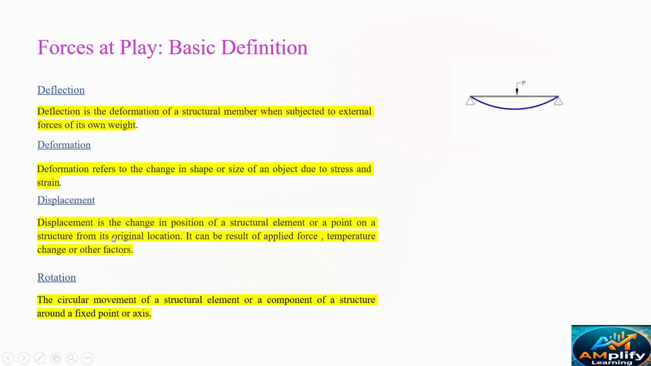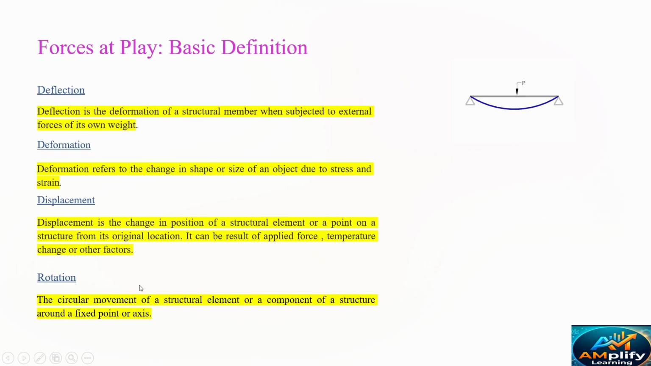Okay. What is next? Next is displacement. What is displacement? Displacement is the changing position of a structural element or a point from its original location to any other location. If the location changes from the original position to any other location, that is called displacement. Due to the applied load, any external load, or any temperature change, the structure will change. That is called displacement.